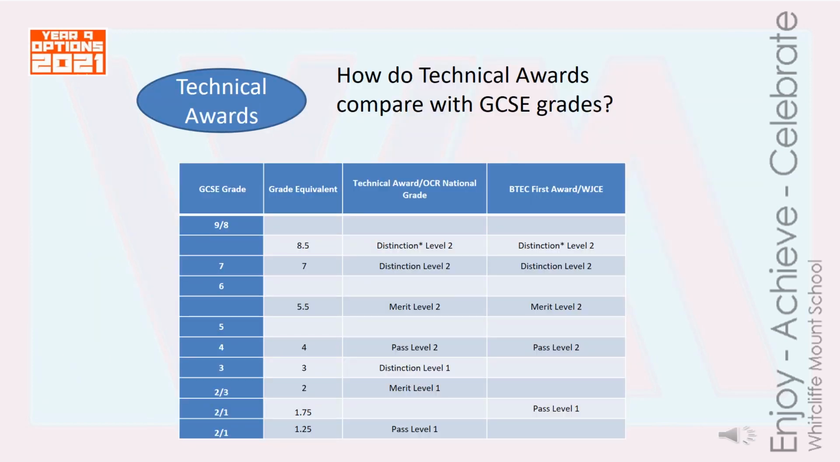The table here shows how the technical awards compare to GCSEs. So on the blue column, you've got the GCSE grade from 9 down to 1, and that's where the equivalent grades are awarded for the technical awards, the OCR, the BTEC and the Welsh Board. So for example, if you got a distinction level 2 in one of our technical awards, that would be equivalent to a grade 7 at GCSE.